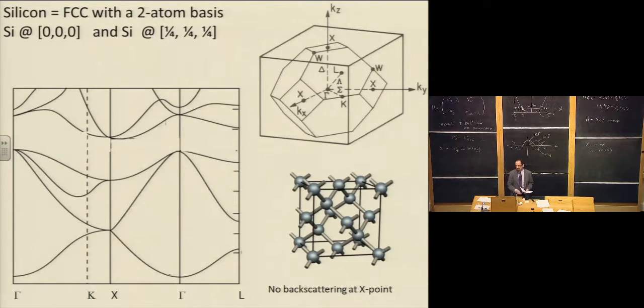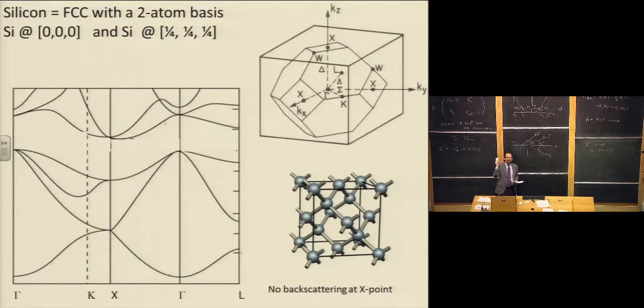Now the question is, why is it that we don't get any scattering at the 200 Miller index? Does anyone want to guess at that? I have one more of these left. What was it? I can't hear. Who? The mass. Yeah. Well, they're both silicons. So that doesn't do it for you.